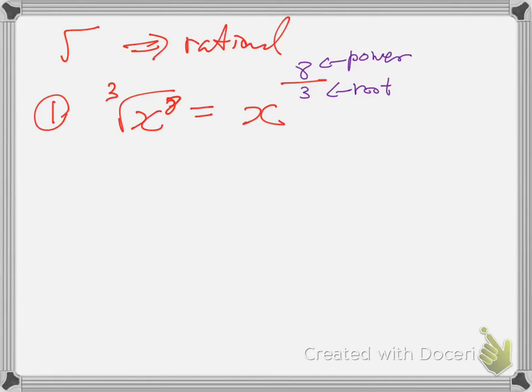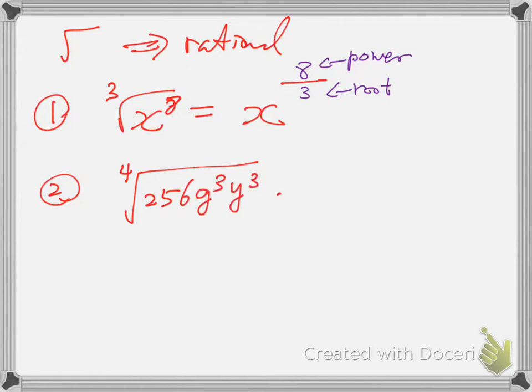Okay, so number 1, we change radicals to rational powers. Example 2: let's multiply the 4th root of 256 g cubed y cubed times the square root of 256 g cubed y cubed. We take the roots separately and then change the roots to rational powers.